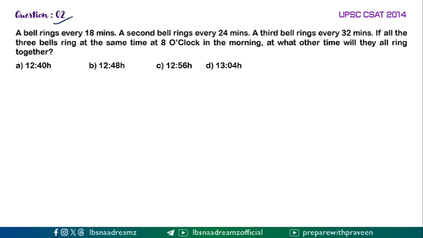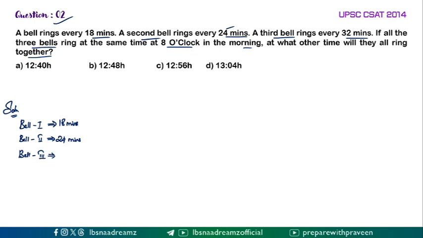Question 2. A bell rings every 18 minutes. A second bell rings every 24 minutes. A third bell rings every 32 minutes. If all the three bells ring at the same time at 8 o'clock in the morning, at what other time will they all ring together? So bell 1 rings every 18 minutes. Bell 2 rings every 24 minutes. Bell 3 rings every 32 minutes.